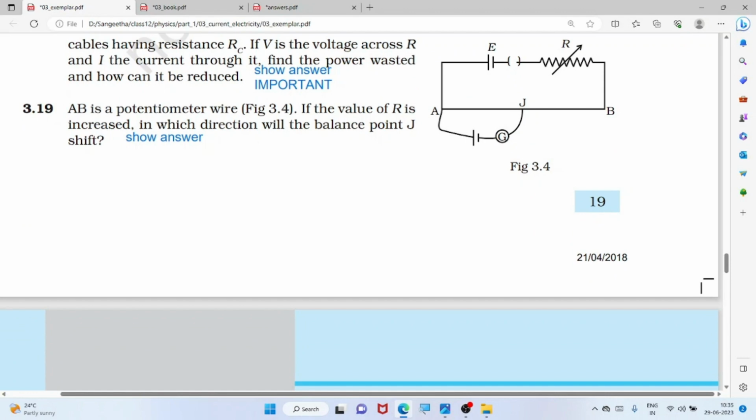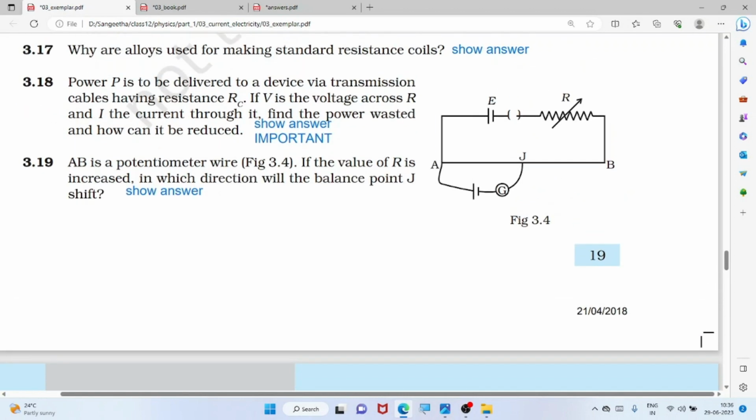AB is a potentiometer wire. If the value of R is increased, in which direction will the balance point J shift? When R increases, the current will decrease. So the voltage drop, the voltage gradient, will come down. So we have to shift this to the right side.